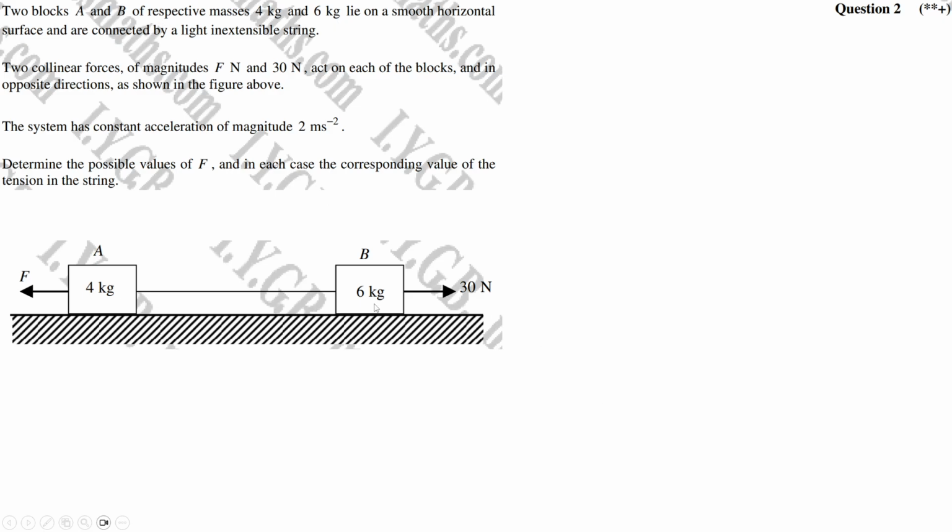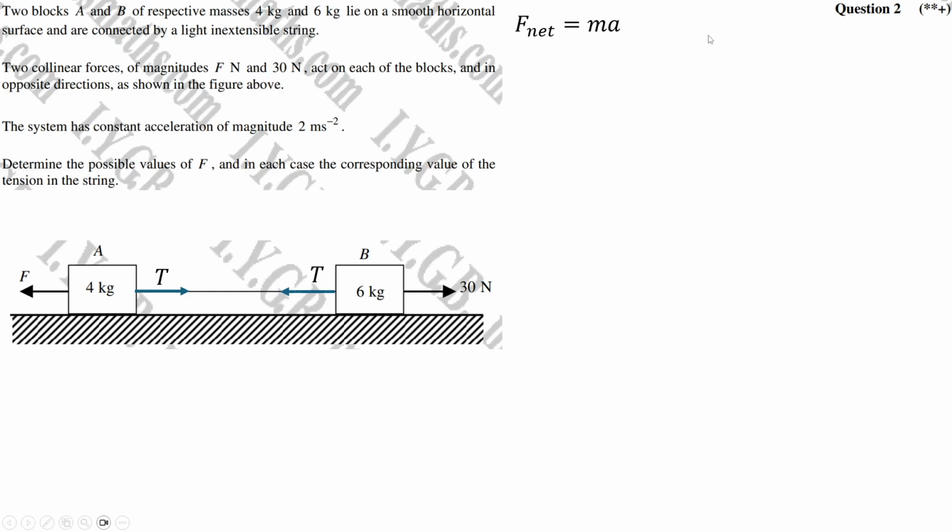Two blocks of masses 4 and 6 on a smooth horizontal plane surface. The fact that it's smooth tells us that there's going to be no resistance, no friction between them and the ground. Two forces F and 30, acting on the system, has a constant acceleration of 2 meters per second squared. So there'll be tension here in the string, or rope, or whatever it is. Okay, as always, there's always going to be tension whenever you have a string that's taut, and if it's not taut, it'll have a thrust force, because it'll be a pushing force instead of pulling.